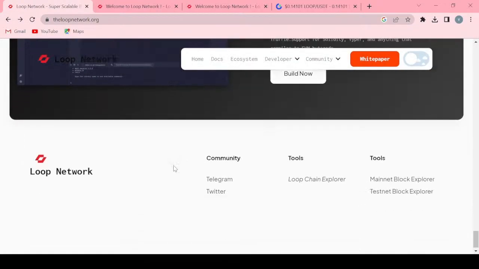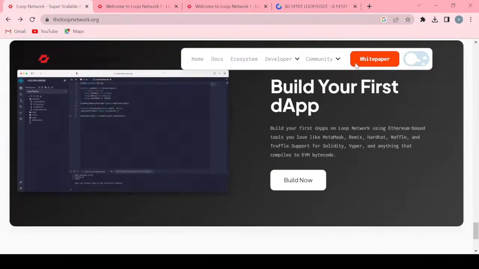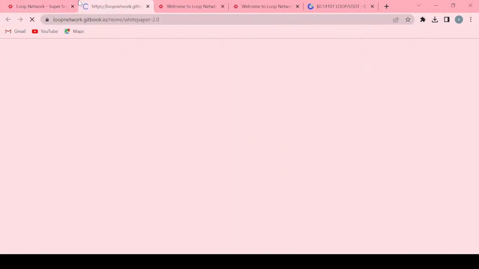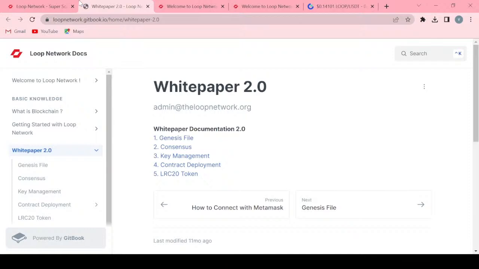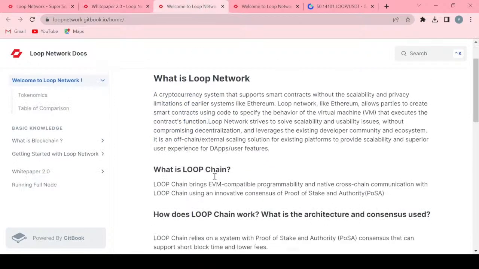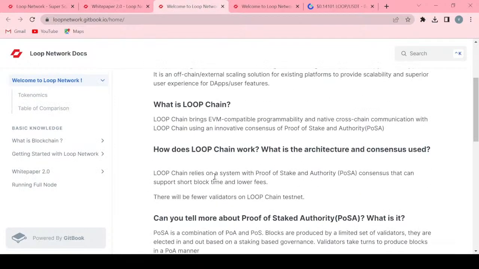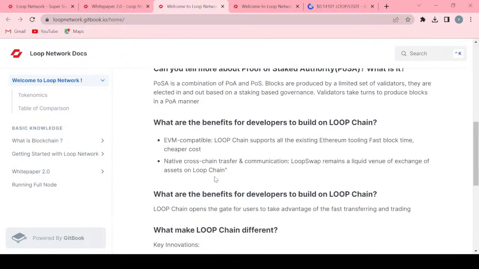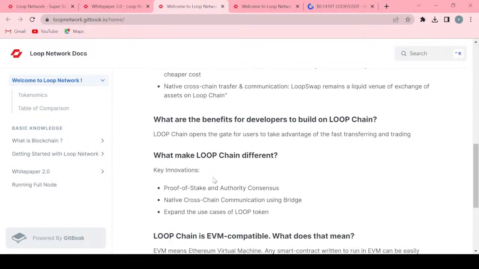So let's talk about the white paper included in the Loop Network. Let's see the differentiations of the Loop Network and the benefits for developers to build on the Loop chain. That's everything we will discuss.